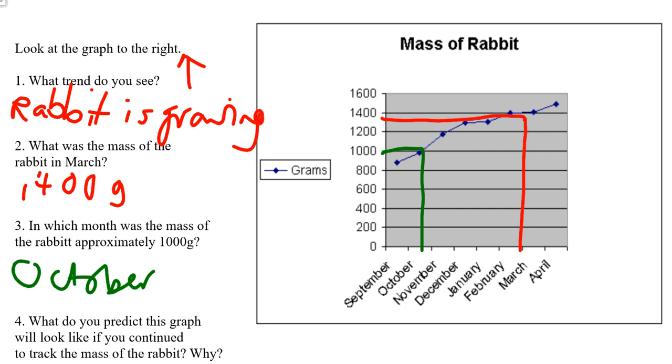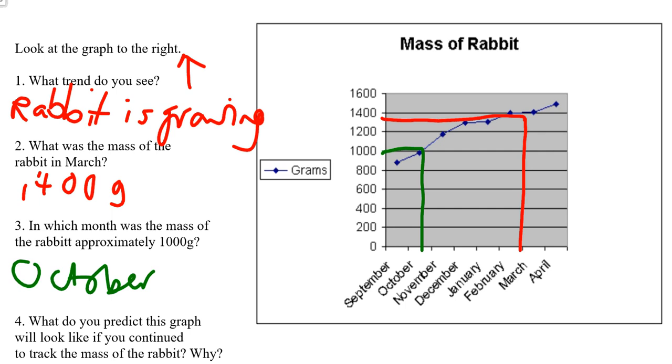Then some of you might think, wait a minute, a rabbit can't just keep increasing and keep increasing. So are there reasons why this rabbit has increased? Well, maybe it was born in September and it's growing, and now in April it's a full-grown rabbit and it's going to plateau or level off. That's a possibility.